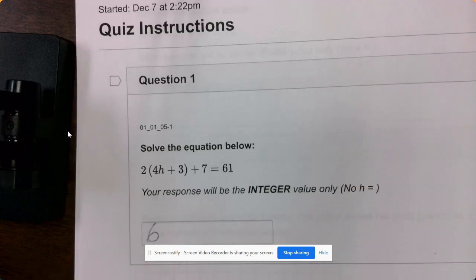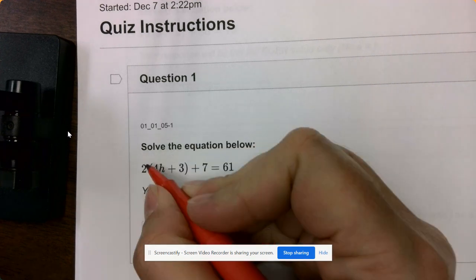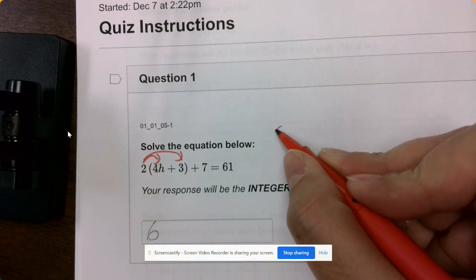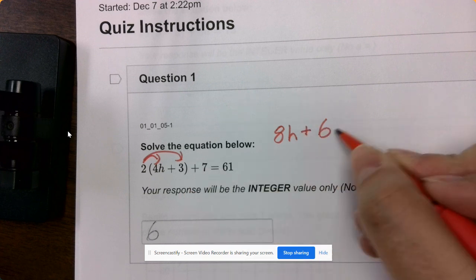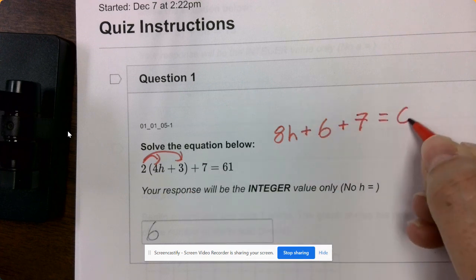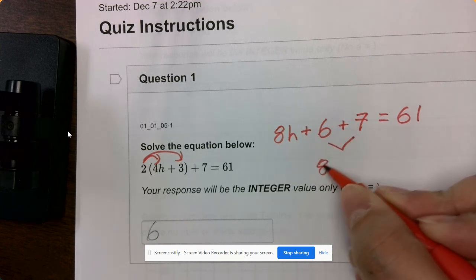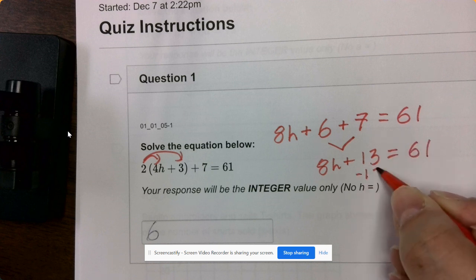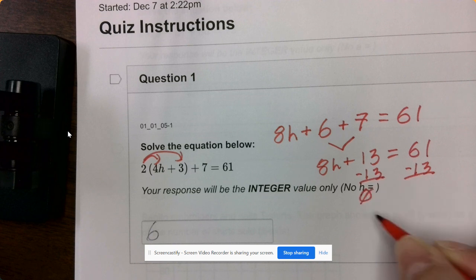So on this first one, everybody, we're first going to do distributive property. So distributive property on this one. Okay, so then we'll get 8h. 2 times 3 is going to give us 6, plus 7 is equal to 61. Combine like terms, so we add those together. So 8h plus 13 is equal to 61. Subtract it from each side. Remember, we do to one side what we do to the other side.